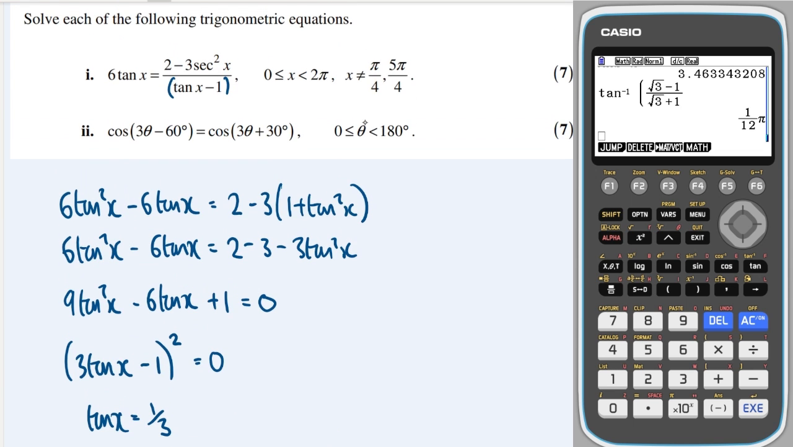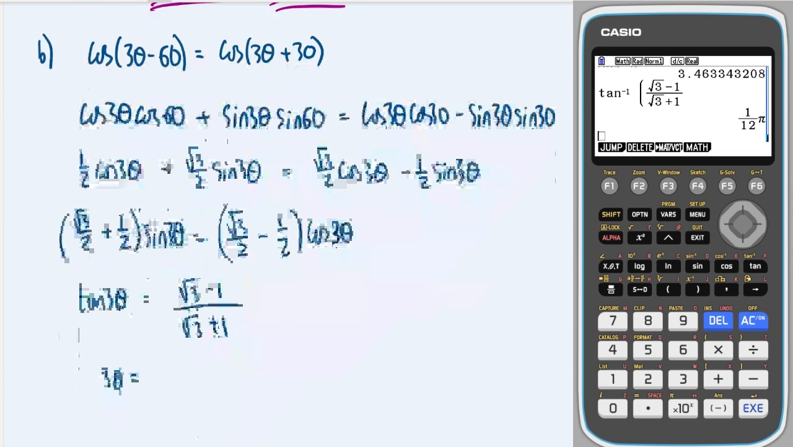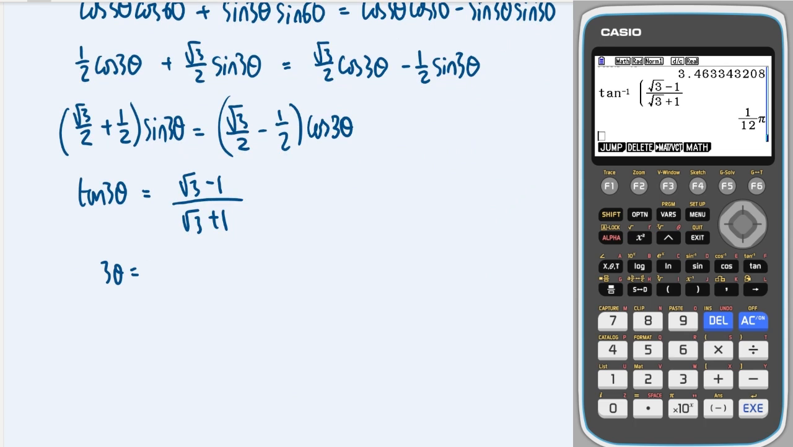But actually this question is in degrees. Whoops. So let's just swap it over by dividing by pi and timesing by 180. So 15 degrees. Okay, great.